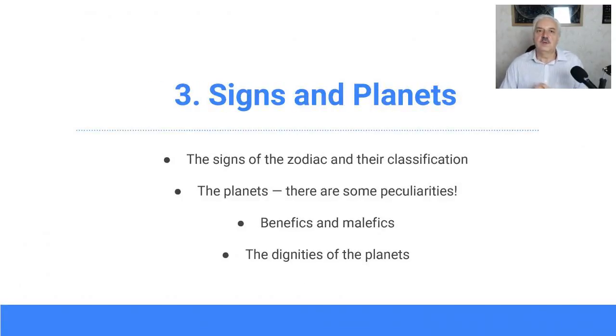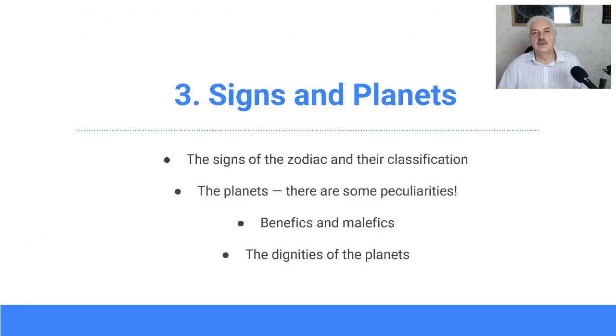Signs and planets. Here we are starting to learn the alphabet. First, the signs and their classification. If you already know Western astrology, which you probably do, you won't find a lot of new information about the signs of the zodiac and their classification. It's just a brief overhaul of the basic knowledge of the signs. They're quite the same in Vedic astrology.